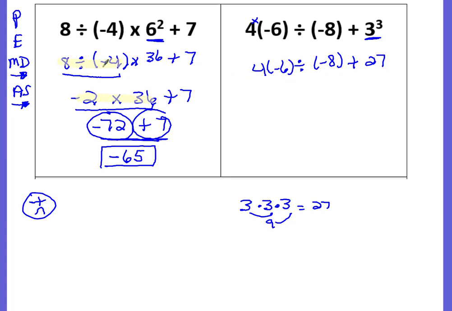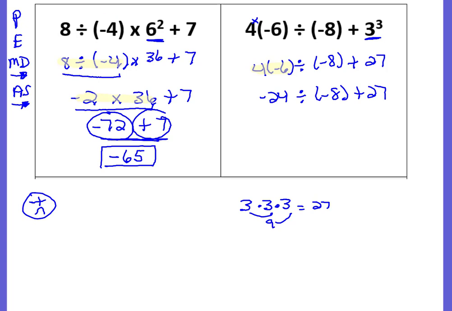Okay, no more exponents. So now we're ready for multiplication and division, left to right. So the first thing we run across is this right here, our multiplication. 4 times -6. 4 times -6 is a -24. Bring everything else down because we haven't done anything with it. Divided by -8 plus 27. You're always doing just one step at a time.